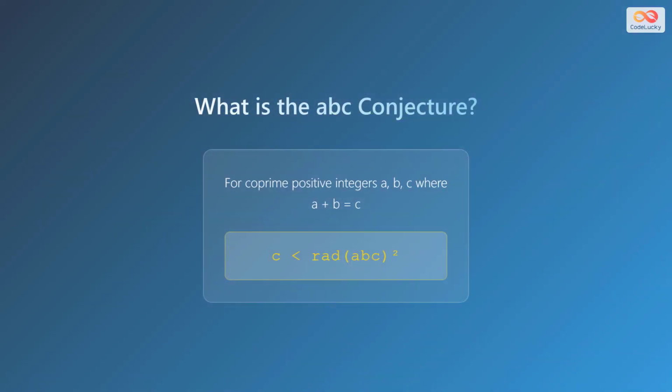So, what exactly is the ABC conjecture? It deals with three positive whole numbers, A, B, and C, that satisfy A + B = C. The conjecture states that for any such set of numbers that are coprime, meaning they share no common factors other than 1, C is usually less than the radical of ABC squared. In mathematical terms, C < rad(ABC)^2.